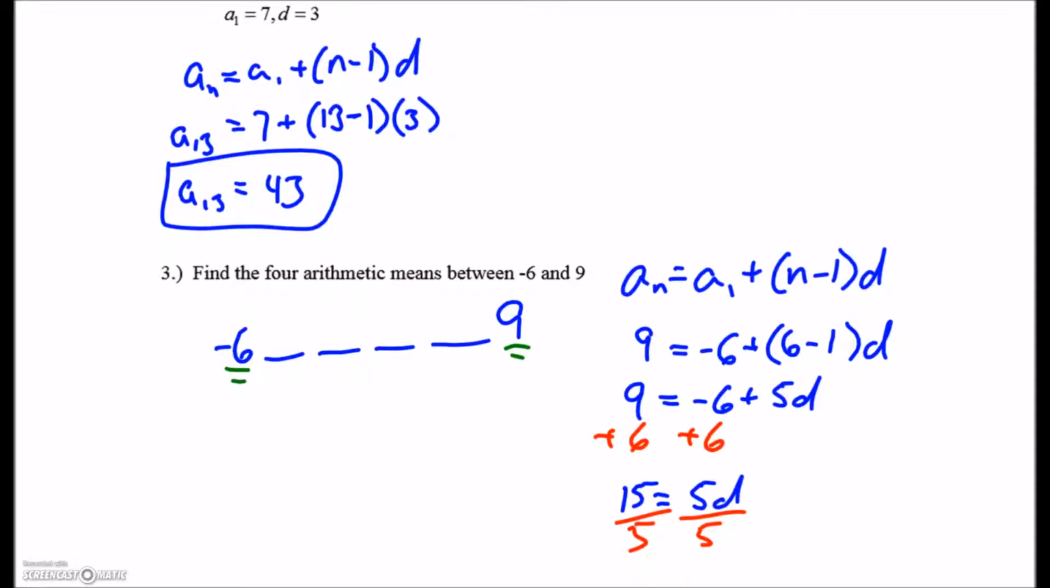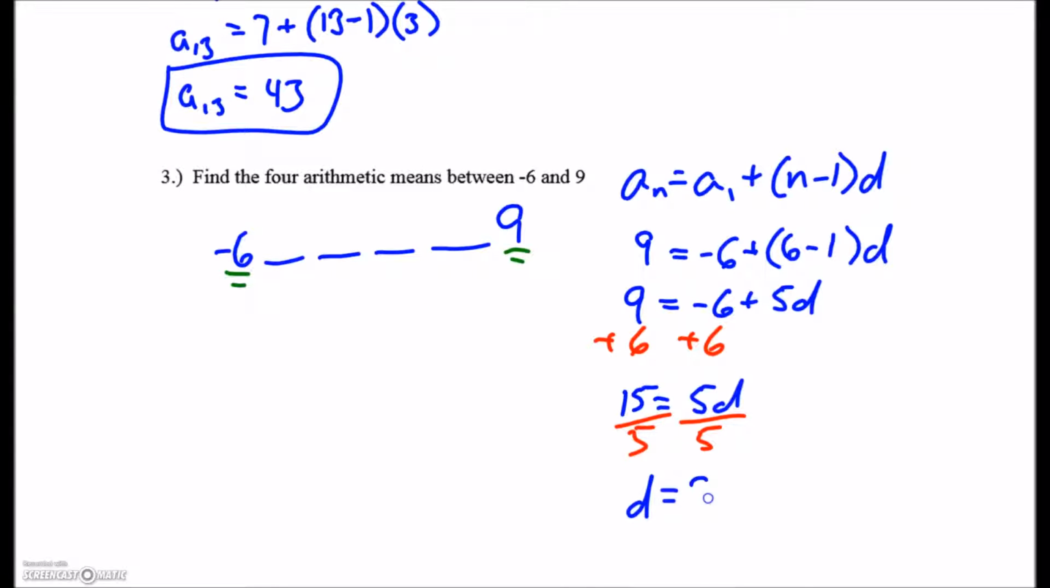So I find out that d equals 3. And that's great, but it's not done yet. D equaling 3 is wonderful, but what I want is what goes in the blank spaces. So I have to add that 3 a couple times.